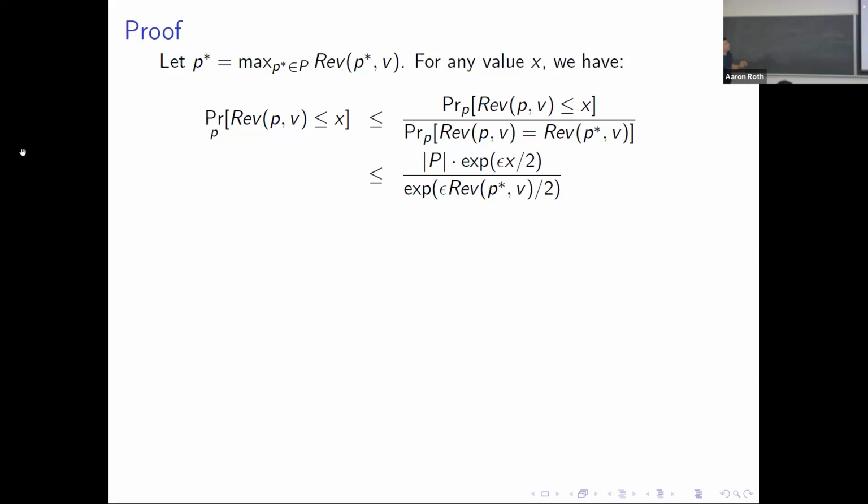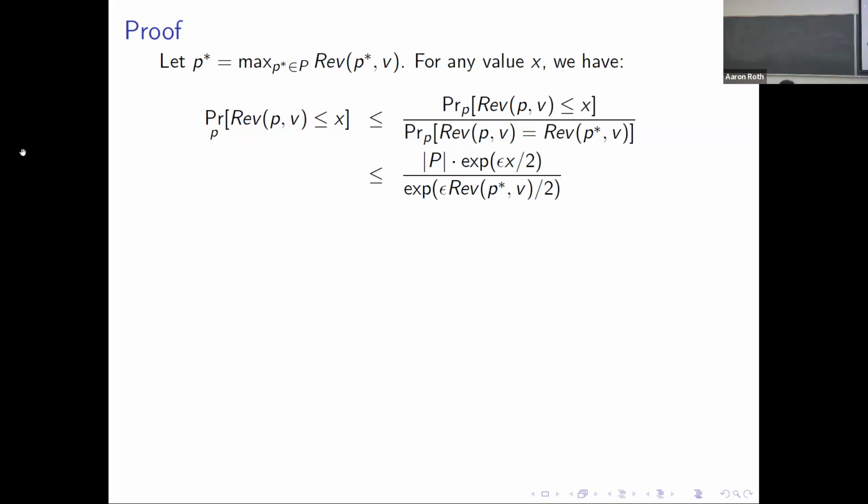And remember, the probability that I output a price is increasing in the revenue it earns me. So really, the worst case for this numerator is that every single price makes me exactly X dollars. Because then this event in the numerator, that I get a price that makes me at most X dollars, has contributions from every single price, and those contributions are maximized. The probability I output something is larger the higher its revenue, and a price is contained in this event in the numerator only if the revenue is at most X. So the worst case is the revenue is exactly X.